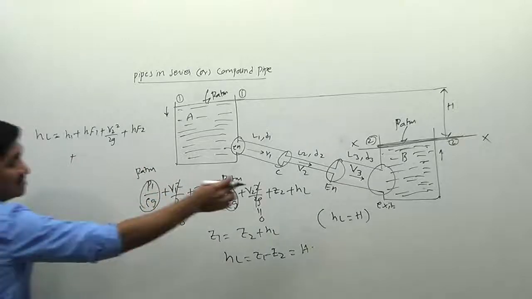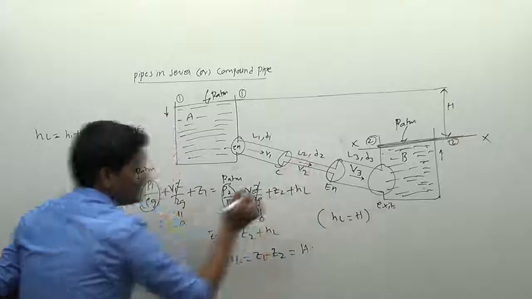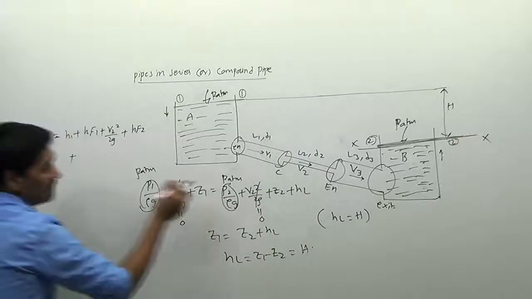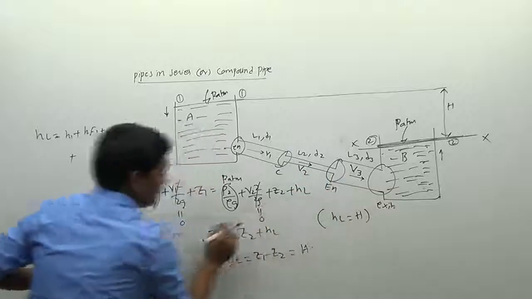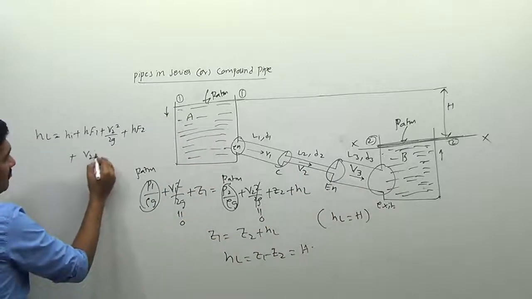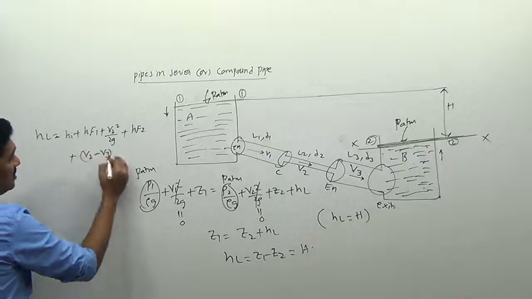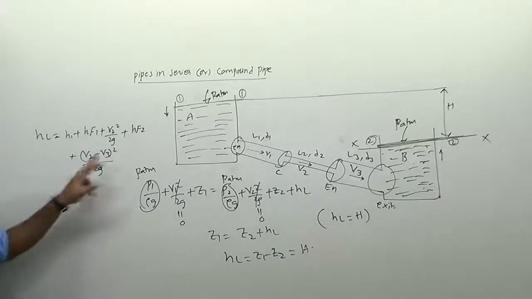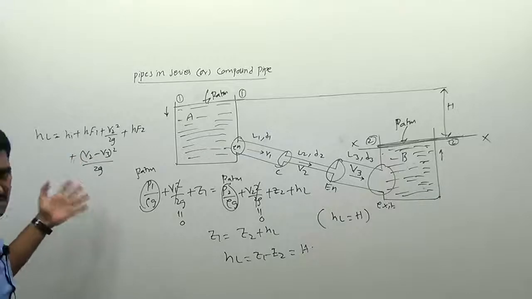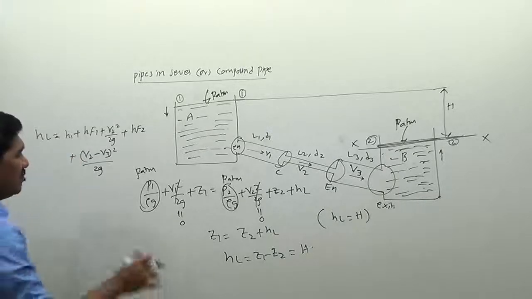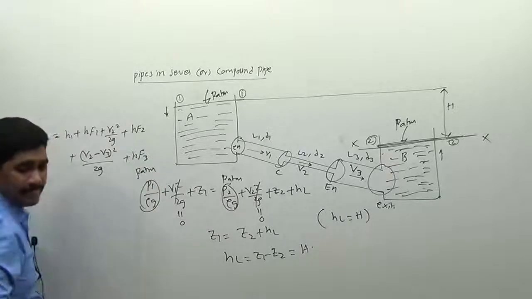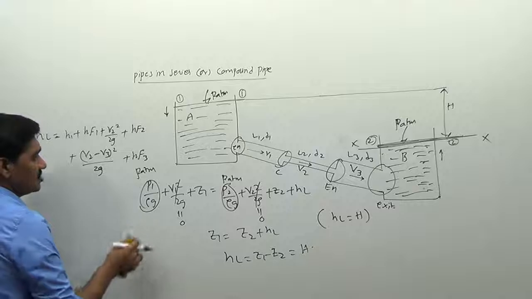Plus, what else do we have? We have a certain enlargement. Therefore I can write this value as for the enlargement, so this velocity will be reduced. Therefore I can write (V2 minus V3) whole square divided by 2G. Even if you reverse these values, the value will be square, so it will become positive. Nothing to worry about that. So plus I can write HF3. There is a value HF3 here.